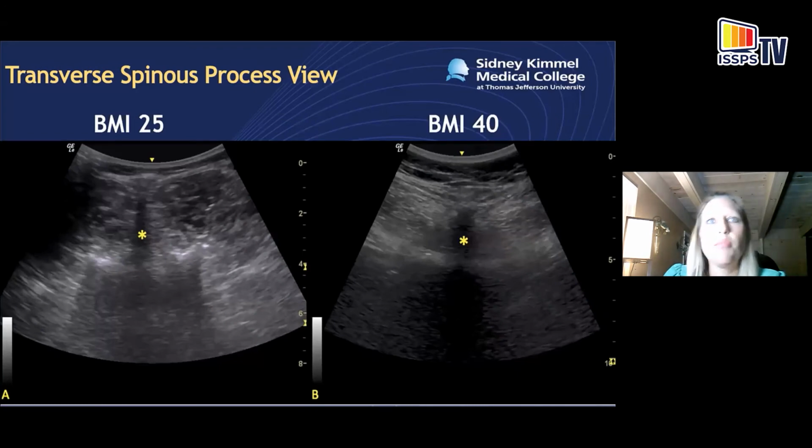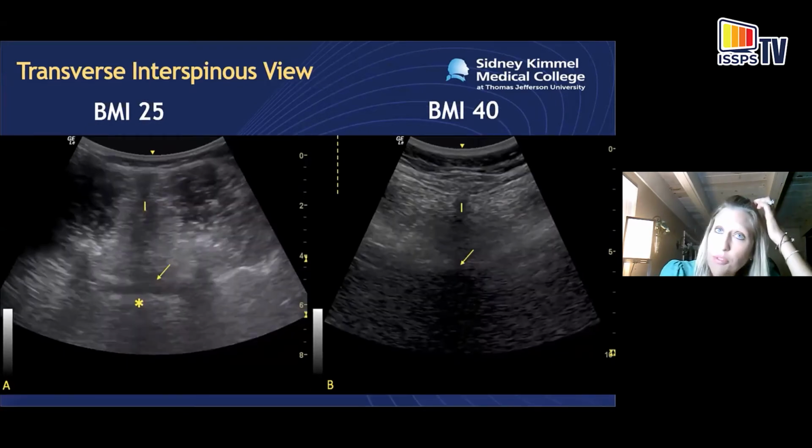Here's just looking at some different views with a non-obese patient versus an obese patient. So we can see clearly that the obese patient has less image quality, just not as crisp, when looking at the transverse spinous view, where you can see the spinous process here and the lamina and the dropout. And again, it's just due to that degradation of the image due to the obesity and the adipose.